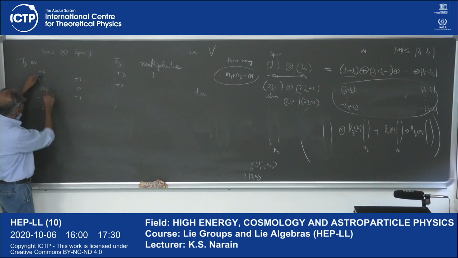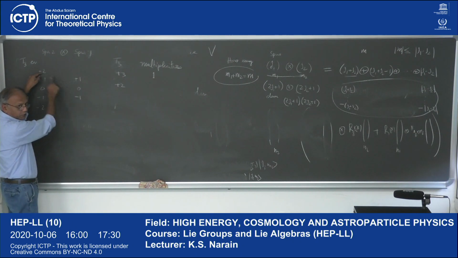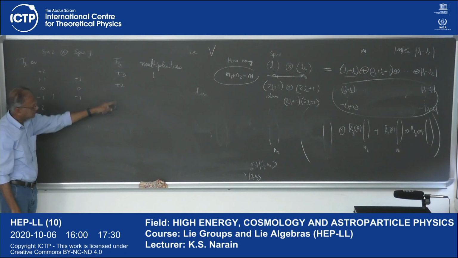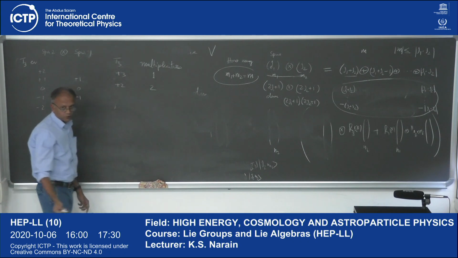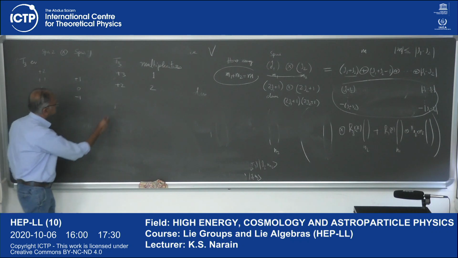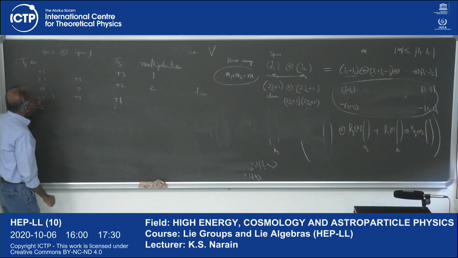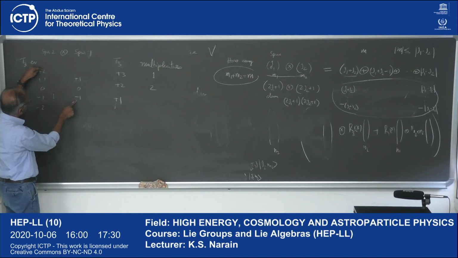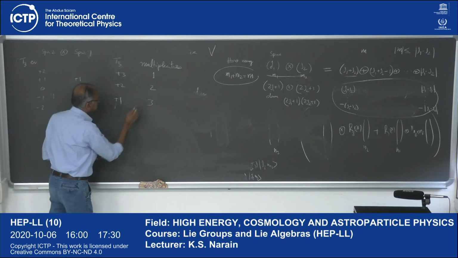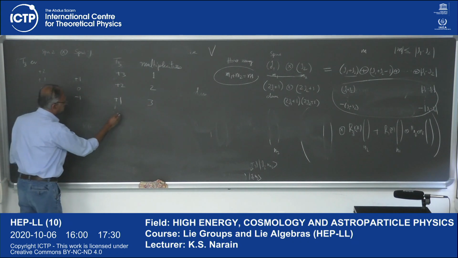Now let's look at plus 2. There are two possibilities. I can take the product of this state with that state, or I can take the product of this state with that state. I cannot do anything else to get a total of plus 2, so the multiplicity is 2. Then look at plus 1: I can get it from this times that, or this times that, or this times that. There are three ways of getting it.